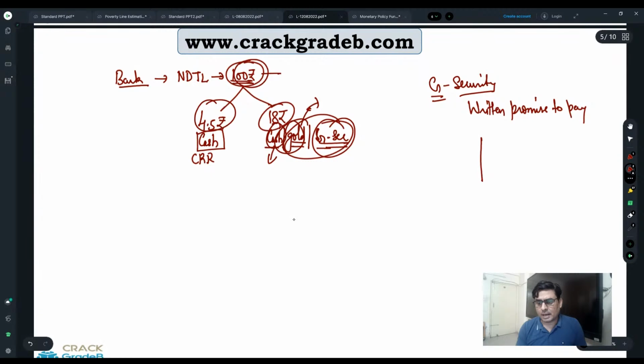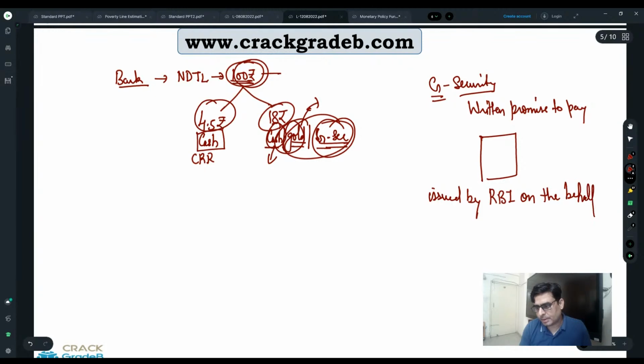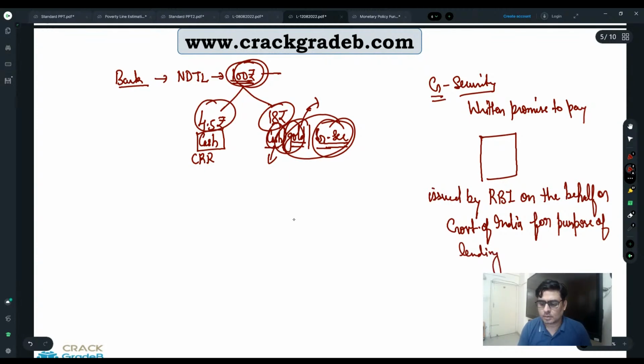So the paper is issued by whom? Now listen very carefully from here: paper issued by RBI on behalf of the Government of India for the purpose of lending, right, is known as G-Secs, that is, government securities. It is known as government securities.